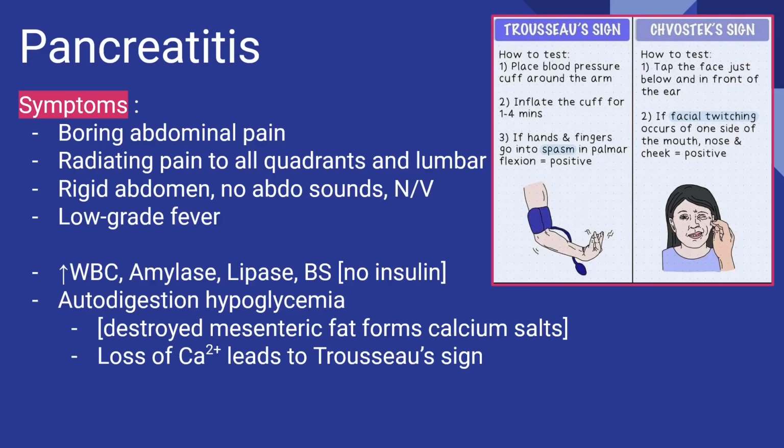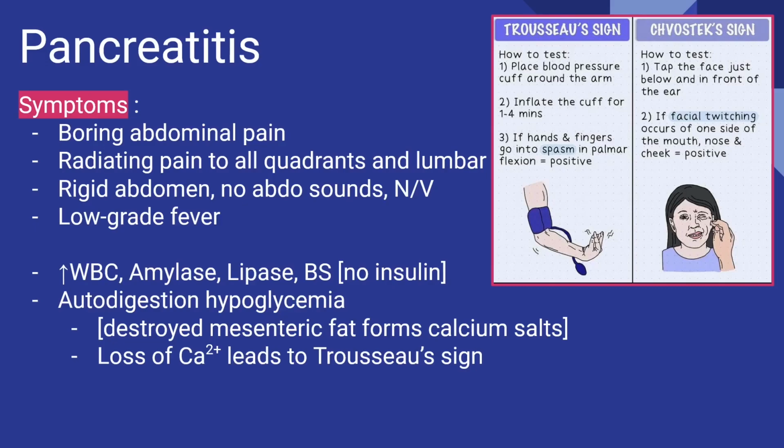So in a later stage of pancreatitis, you can end up looking for these signs of low calcium. That's known as a Trousseau sign. So as you start to limit the blood flow to the arm through a blood pressure cuff, you can see the tetany in these palmar flexion muscles. So the wrist is going to flex down towards the forearm, and you'll start to see a spasm because of that low calcium level. Another thing you can do, which is usually even a later sign, is tapping the face just below the ear.